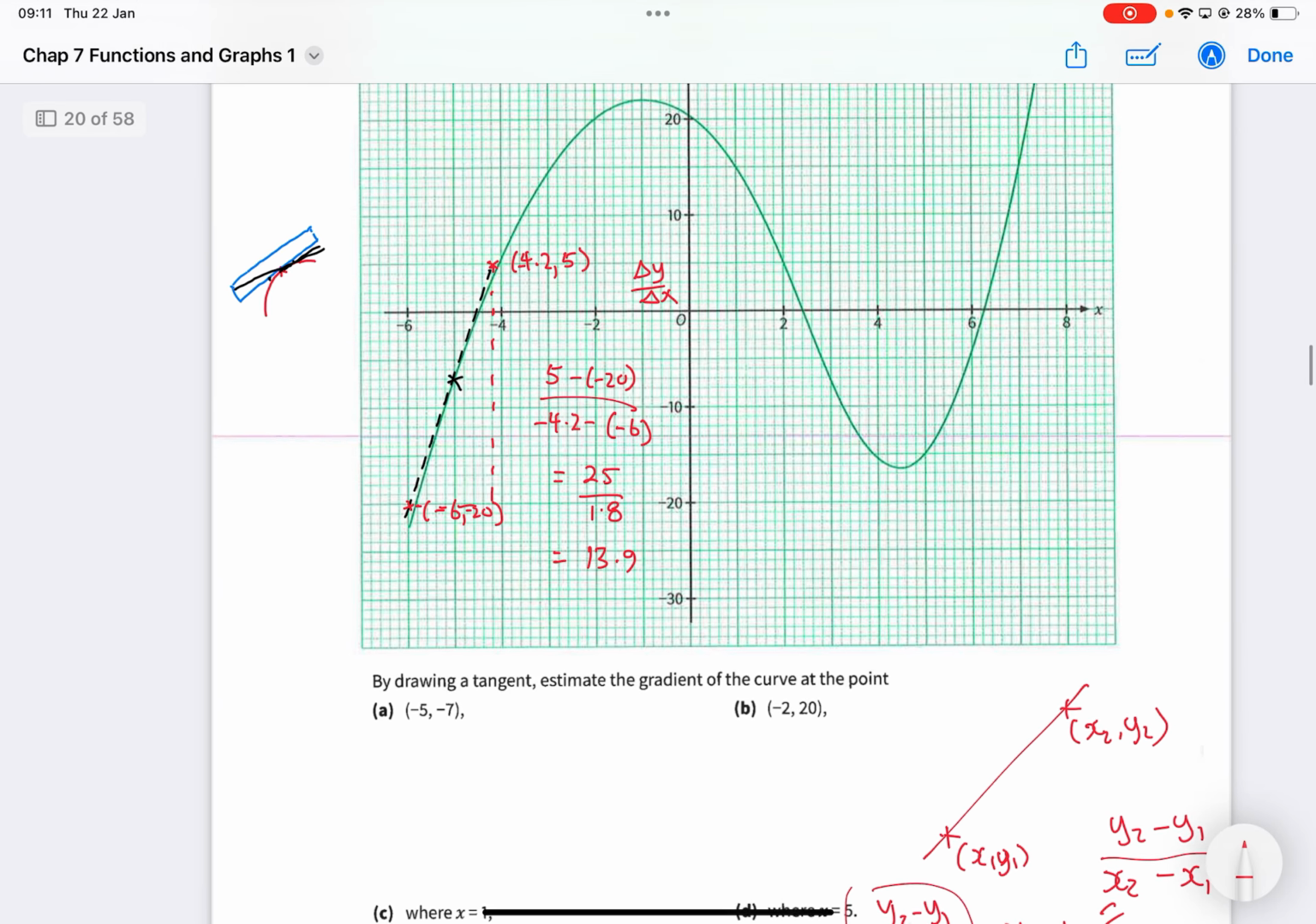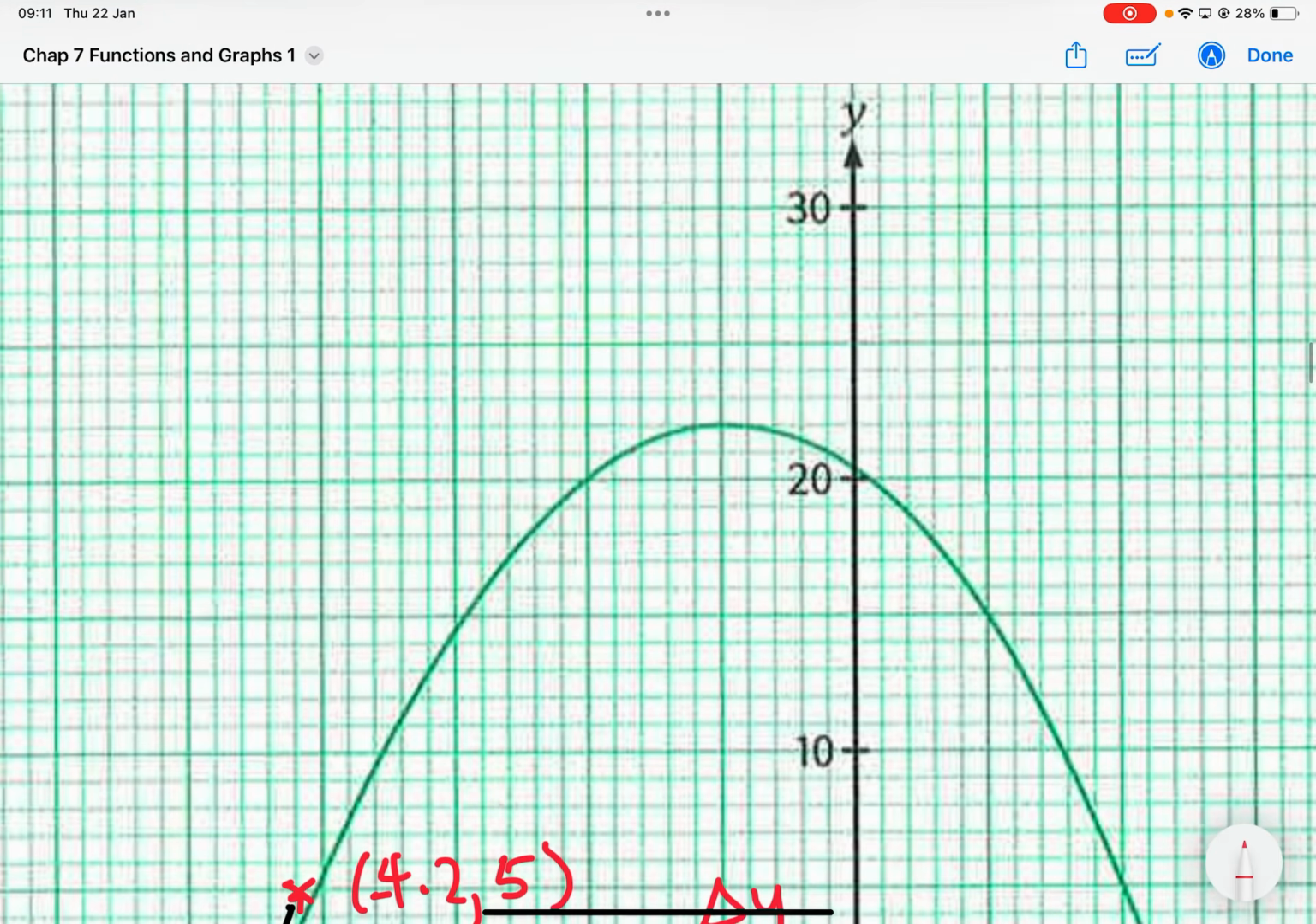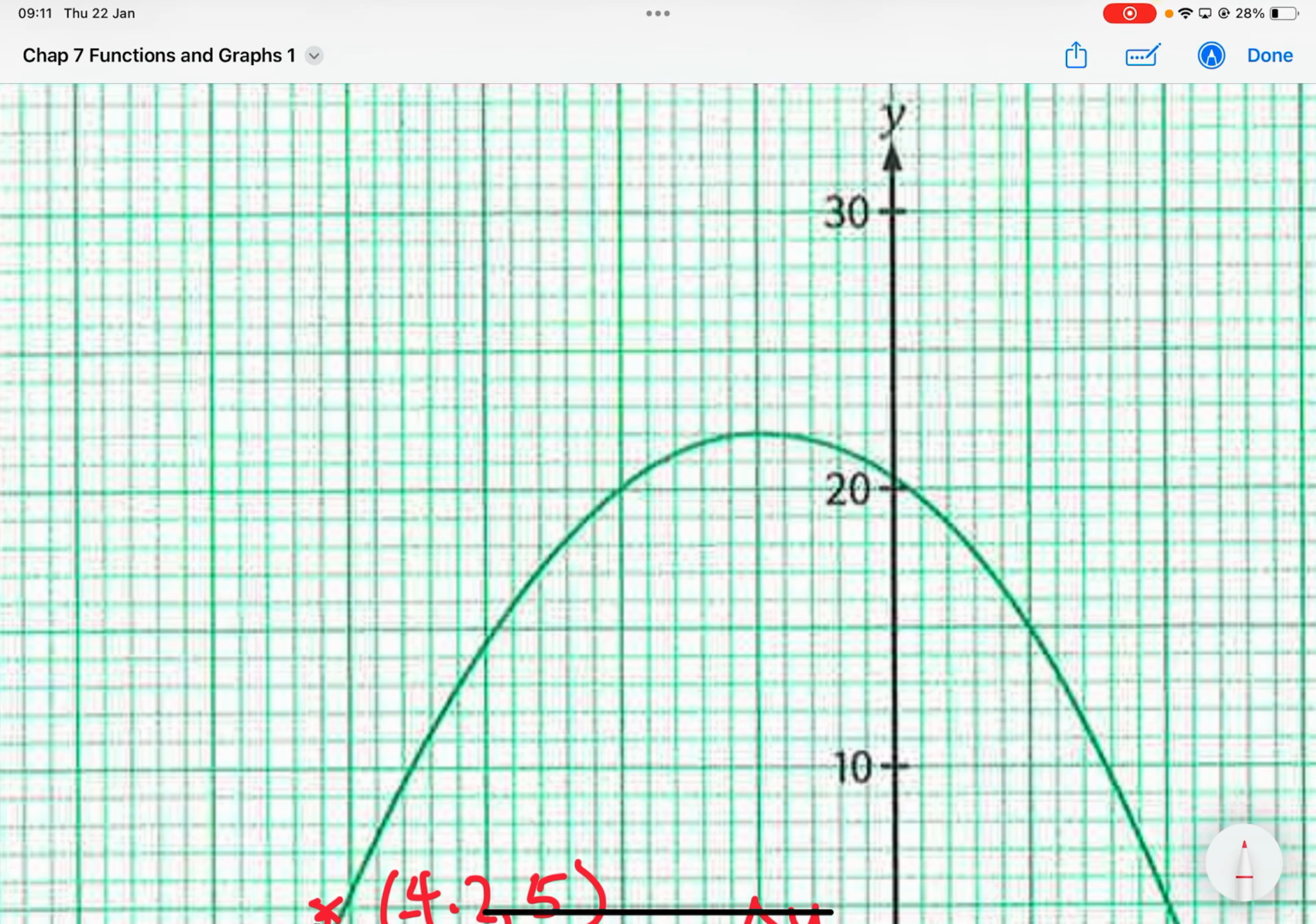Okay? -2, 20. So I must go to this point. And same, place my ruler, then go and draw a line. And it's fun, what? Doing physical work. Not so many calculations.